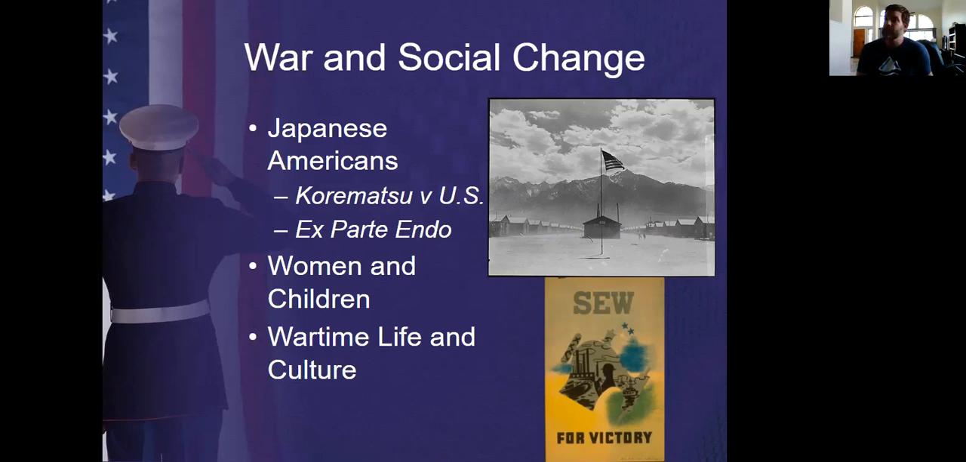Most of them were native-born citizens. They were told to relocate to internment camps. When some resisted, in fact, there was a Supreme Court case, Korematsu versus the United States, in which the Supreme Court actually upheld the constitutionality of the internment. In 1944, that was amended. So one year later, it was amended in Ex parte Endo.